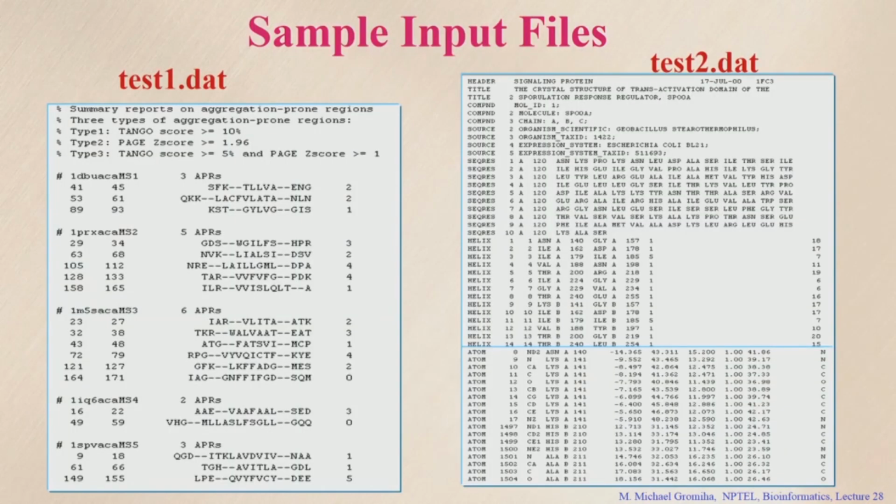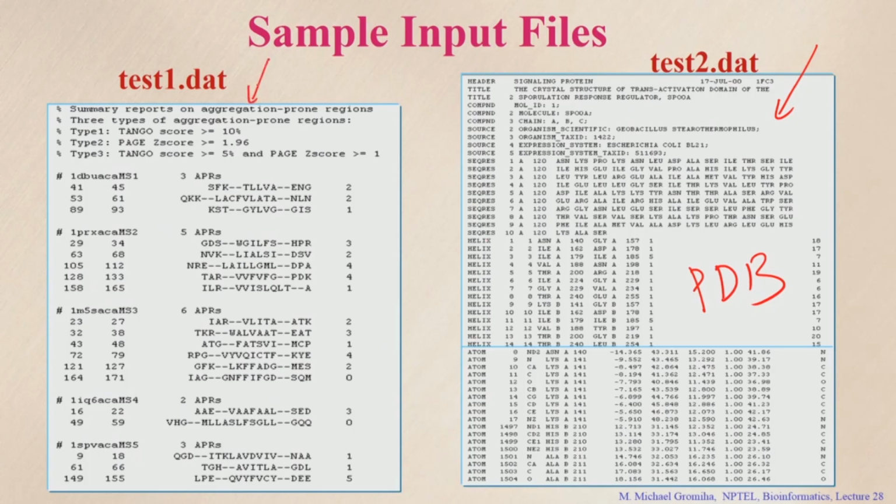So, I will show some of the input files. Some of them are familiar to you already; I showed them several times as new files. Can you see this test2.date? What is this? It is a PDB file, a kind of PDF file. You can see the source, compound, sequence, helix, atom and so on. This is a file you can get from the Protein Data Bank.